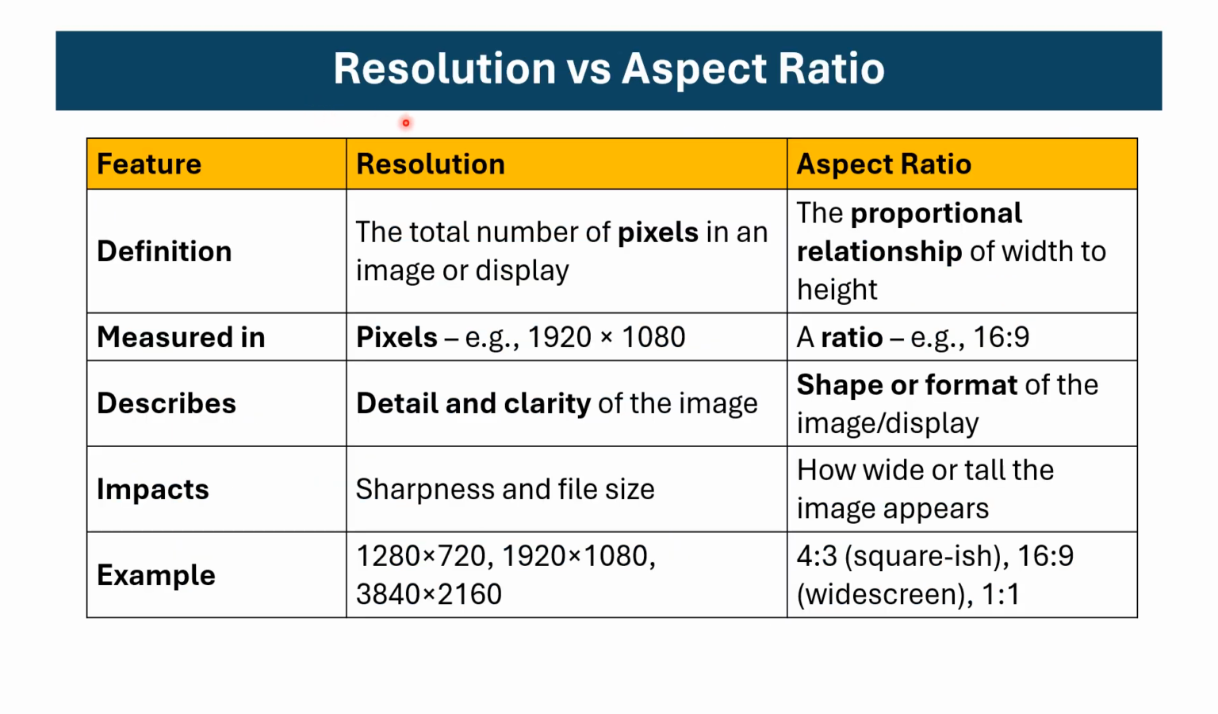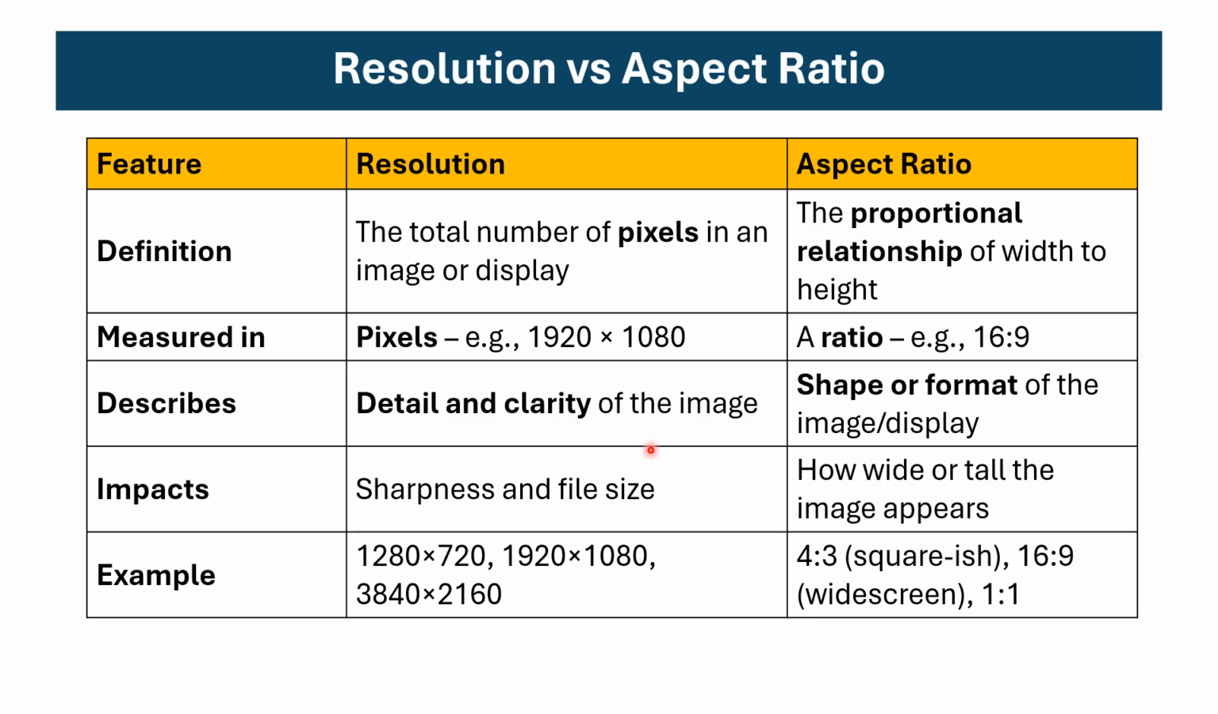This is the summary of the difference between resolution and aspect ratio. Based on the definition, the total number of pixels is the resolution. The proportional relationship of width and height is the aspect ratio. Resolution is measured in pixels, but aspect ratio is measured in ratios. Resolution describes the detail or quality of the image, but the aspect ratio describes the width and height, how the image will be displayed.